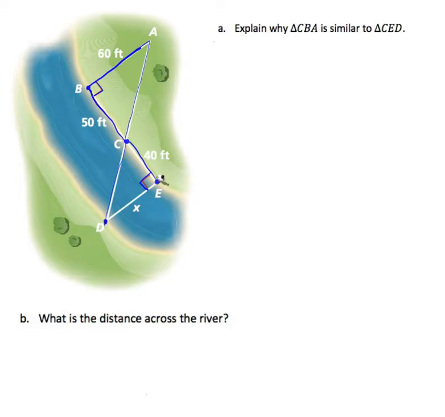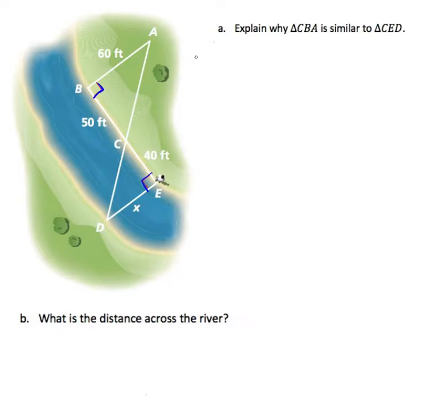Now, what we have to do first is explain why those two triangles are similar. To do that, we need to look for, remember, two angles that are the same, because if two angles are the same, then therefore the third angle is the same. So right off the bat, we can see we have two right angles. And those are given for us because we use those in those measurements.